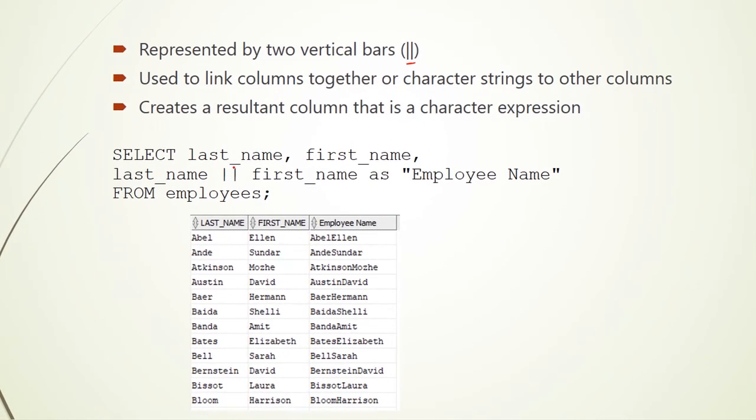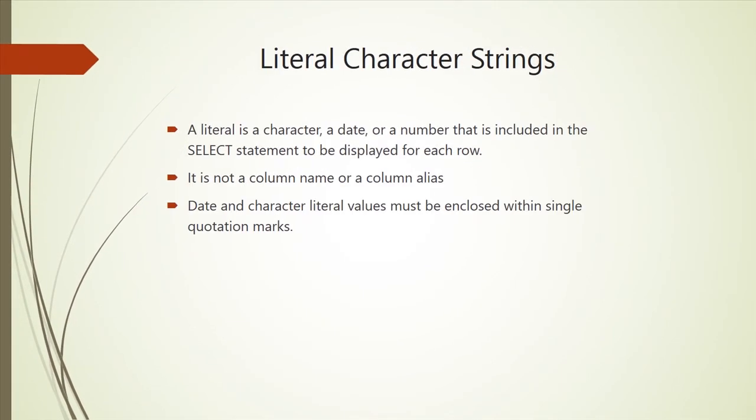So here: select last name, this is the last name, the first name, this is the first name. Last name concatenated with the first name is an expression, and we are providing an alias for this expression, which is used in the header: employee space name. The output of this expression is the concatenation of last name with the first name. So here Abel concatenated with the first name Ellen, and the output, as we can see, is Abel Ellen, and so on.